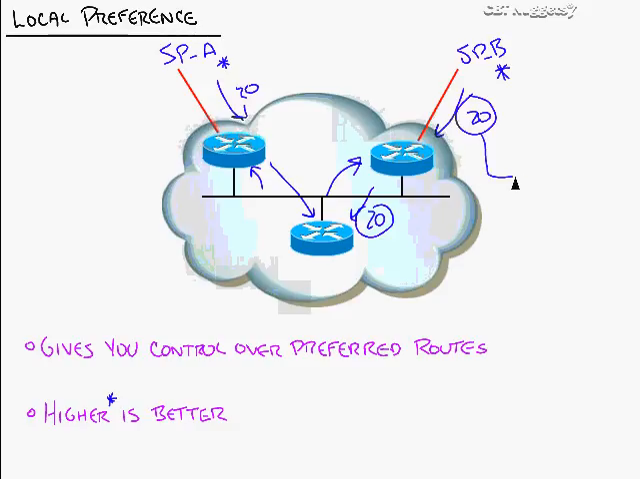So maybe coming in here, you say this has a local preference of 100. Now by default, everything has a local preference of 0. This will come down, this one will say, okay, I see the local preference of 100, I am going to prefer that way out of the network.